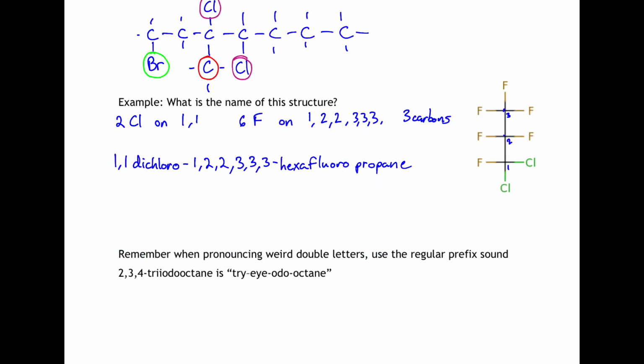Remembering that when pronouncing the weird double letters, we use the regular prefix sounds. So the next word, we have these doubles in here. So we don't go triodo, we go tri-iodo. And instead of going iodooctane there, it's iodo-octane. So we break our syllables where all the prefixes go. So we break our prefix sound here, and we break our prefix sound here. Tri, iodo, octane. So when we're saying it out loud, we don't say it weirdly. We split our saying it where the prefixes are.